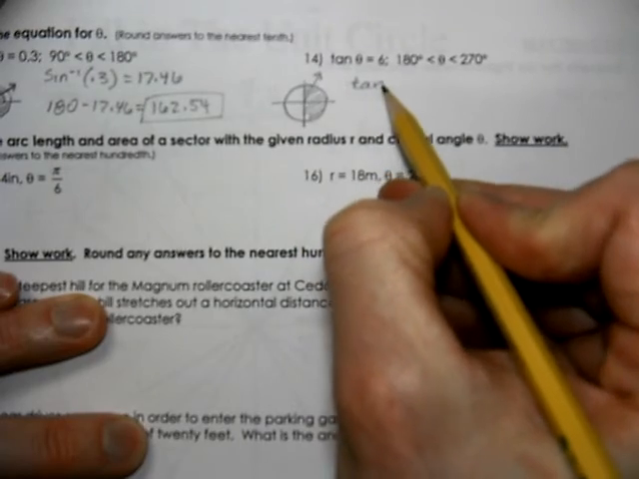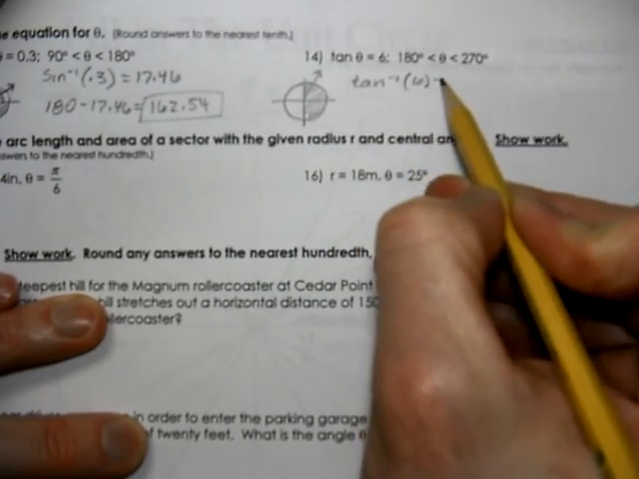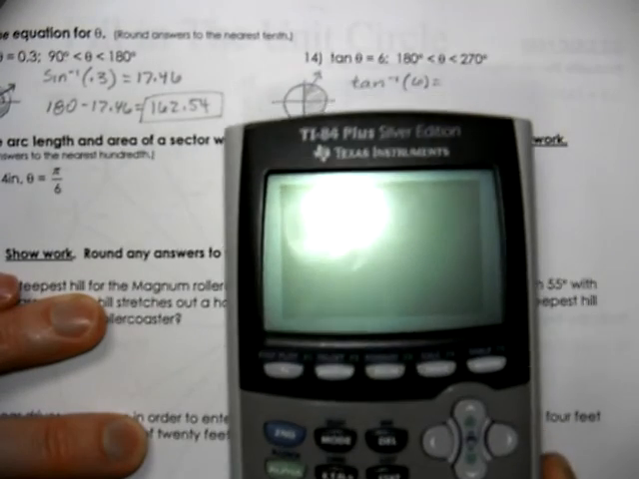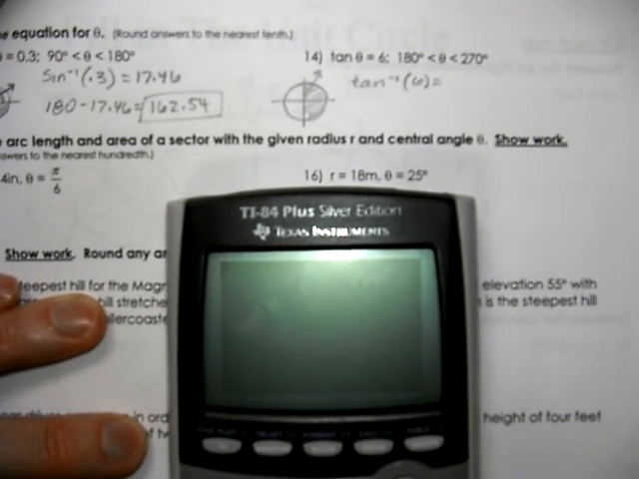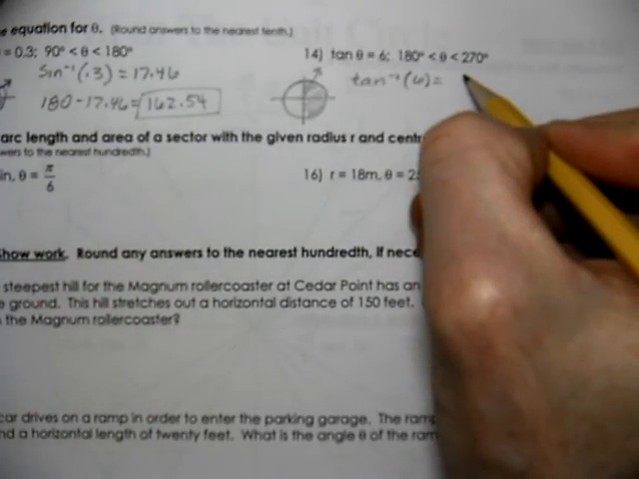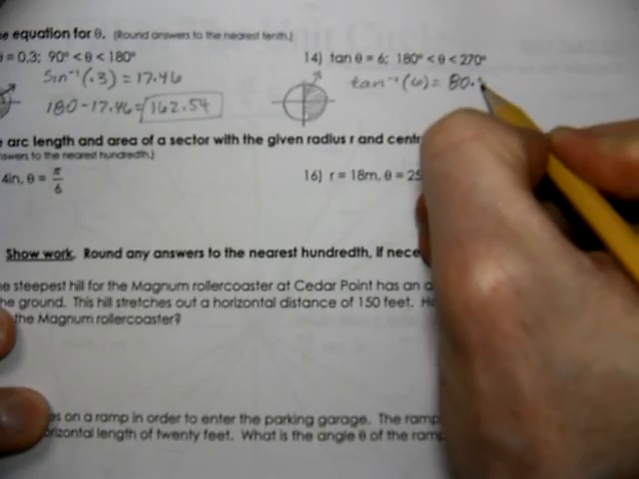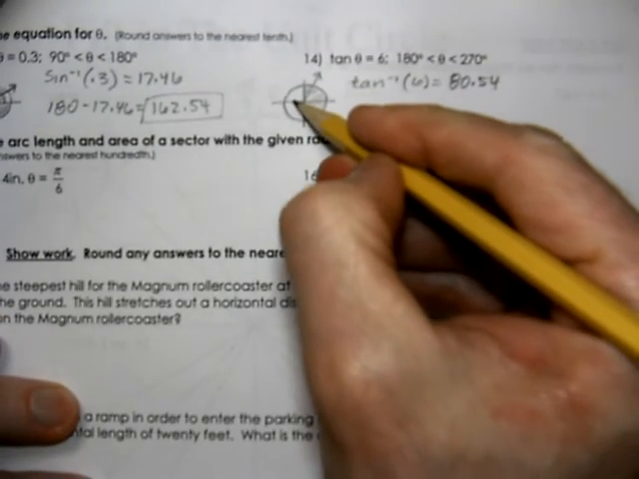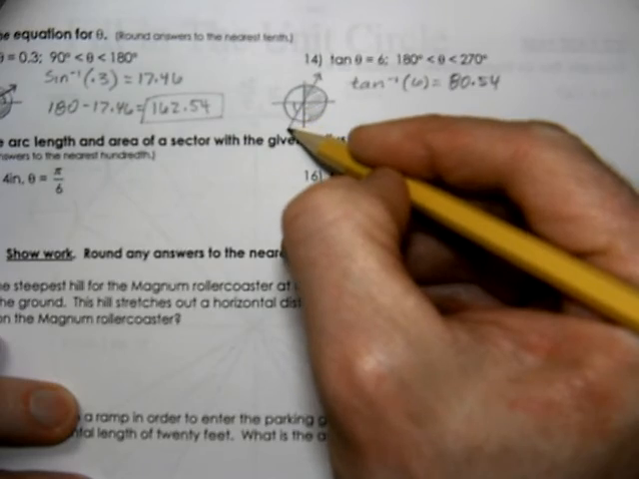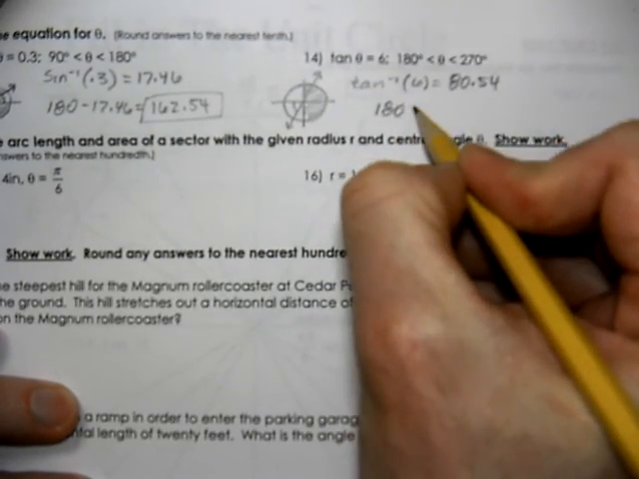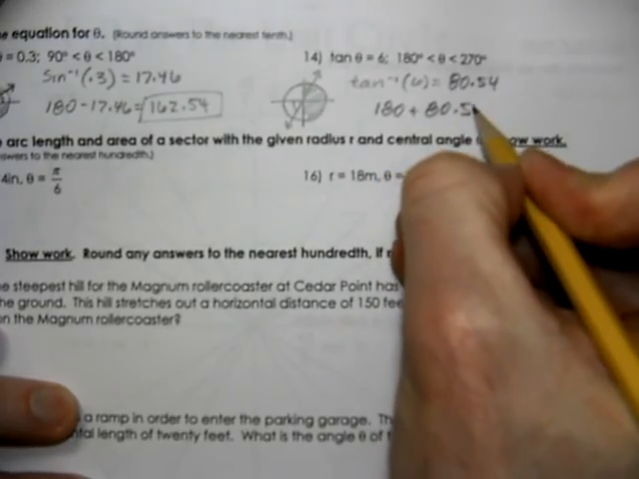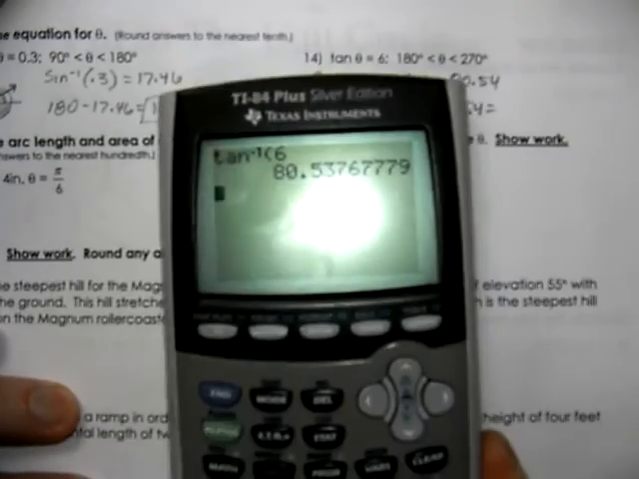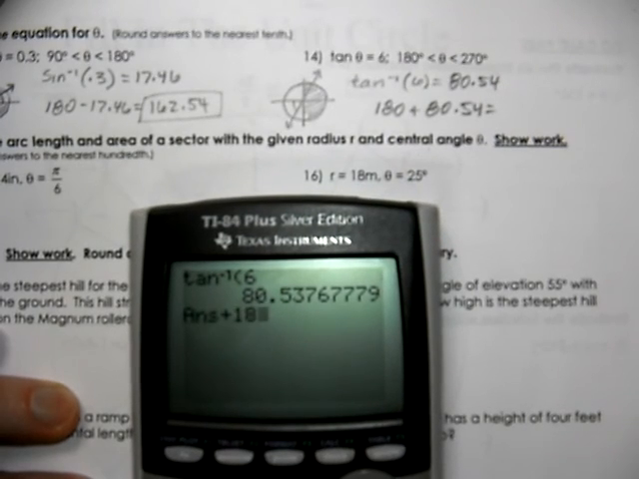So we're going to say tangent inverse of 6. So we're looking for what angle makes a tangent of 6, and that's 80.54. So if we're going to go 80.54 into the third quadrant, we're going to say 180 plus 80.54. So take your value, add 180 to it, and we get 260.54.